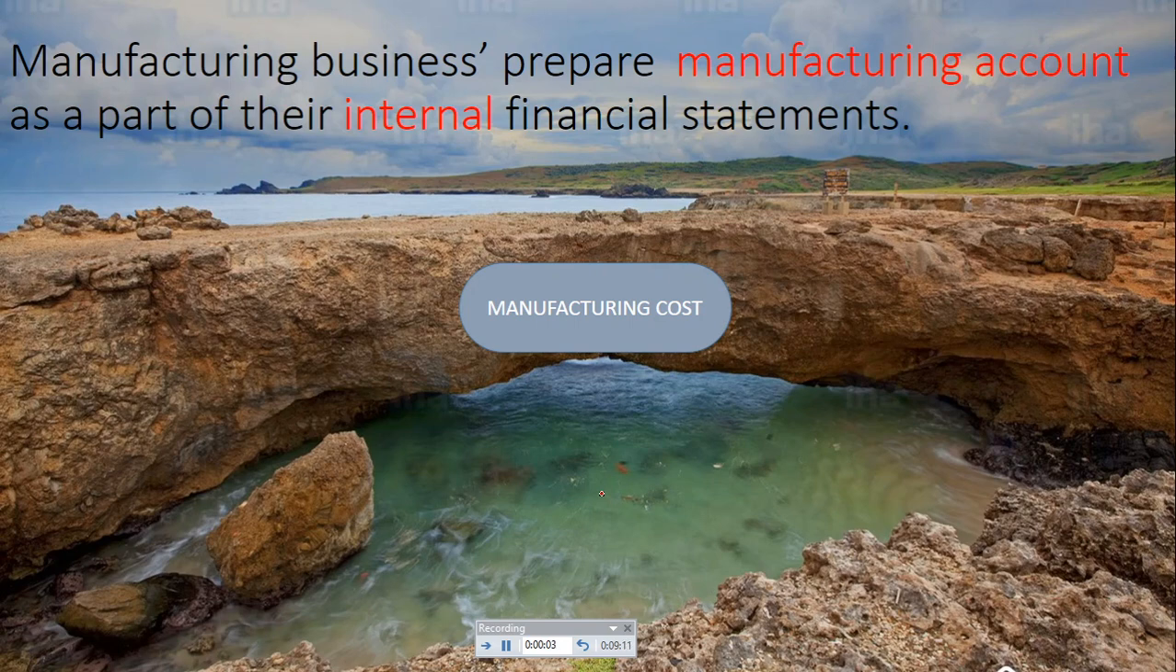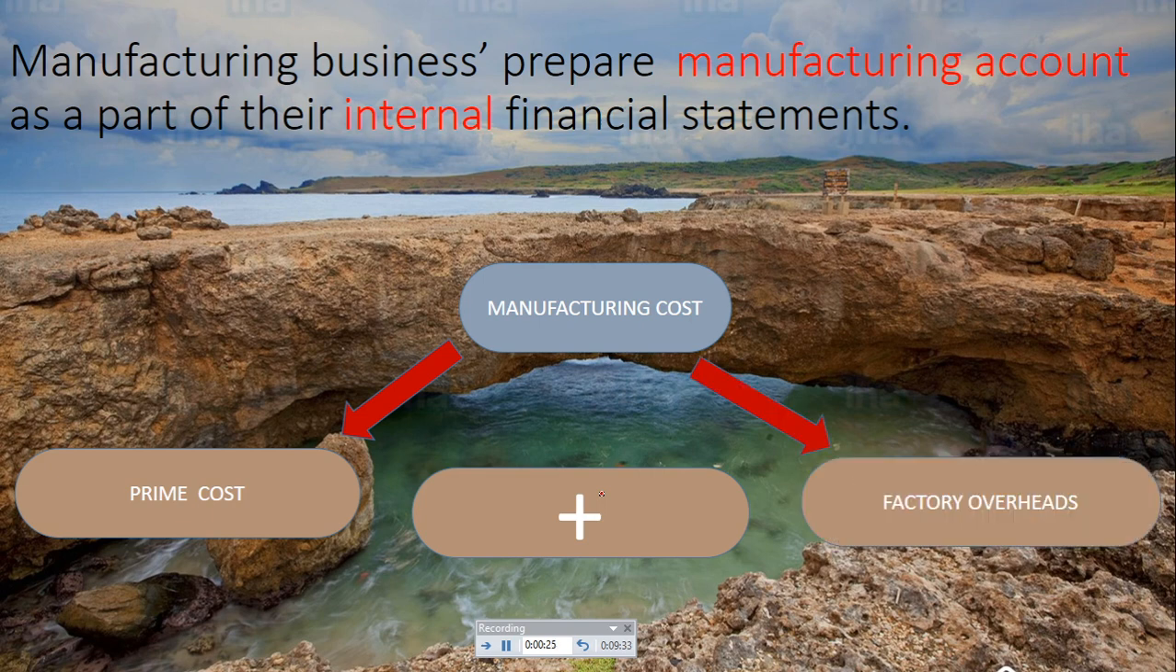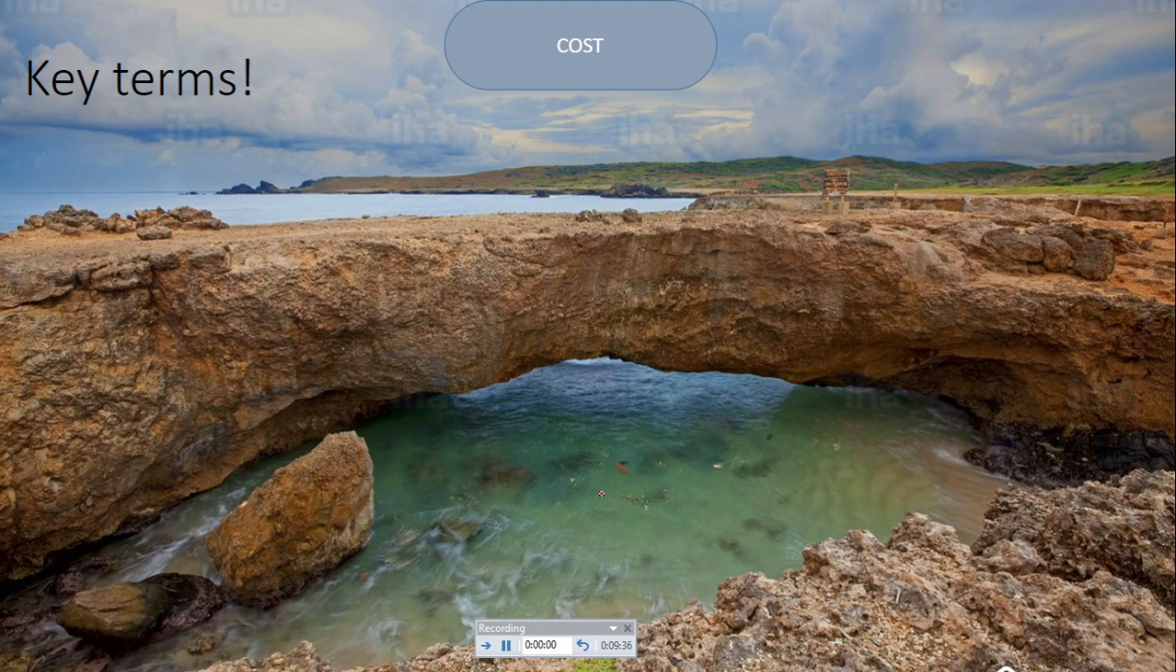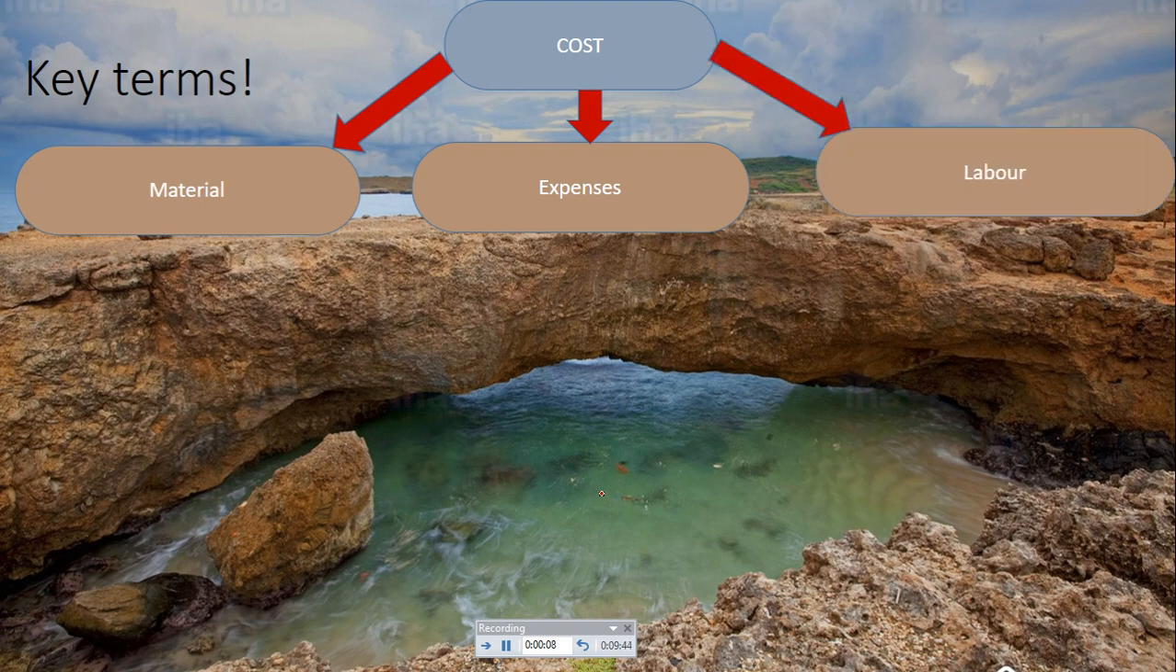A manufacturing business prepares the manufacturing account as a part of the internal financial statements. So it's simply prepared as a part of internal financial statements, not for external purposes. So let's understand the manufacturing cost. It's comprised of the prime cost plus the factory overheads, which we studied. So now we are going to understand what is prime cost. Cost can be categorized into material cost, expenses, and labor. MEL: material, expenses, labor. Cost is categorized as these 3 types.